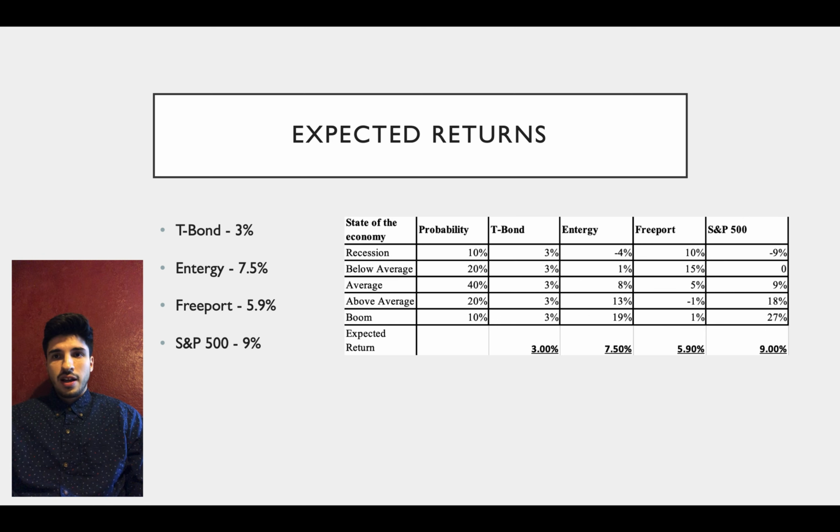Now I'll talk about the expected returns for the individual stocks and T-bonds. For the T-bond, the expected return was 3%. For Entergy, it was 7.5%. For Freeport, it was 5.9%, and the S&P 500 was 9%. So obviously, the S&P 500 had the best returns overall.